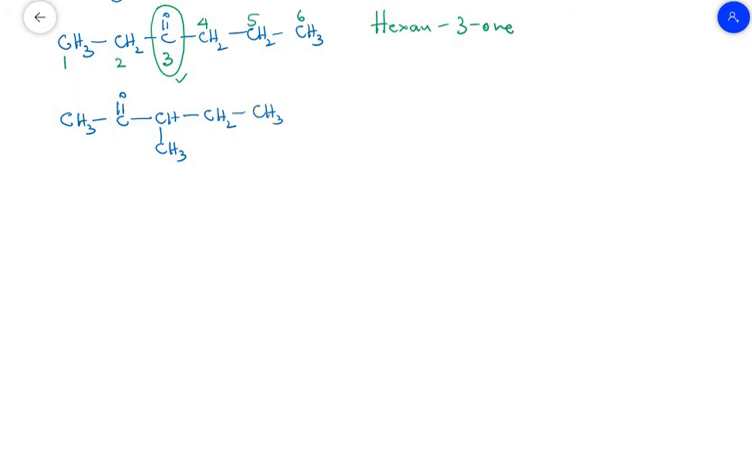Whenever I write the nomenclature for this we have to move from the left hand side. So this is 1, this is 2, 3, 4 and 5. At the third carbon atom we have the substituent called methyl, and at the second position we have our functional group called ketone. Therefore it is called 3-methylpentan-2-one.